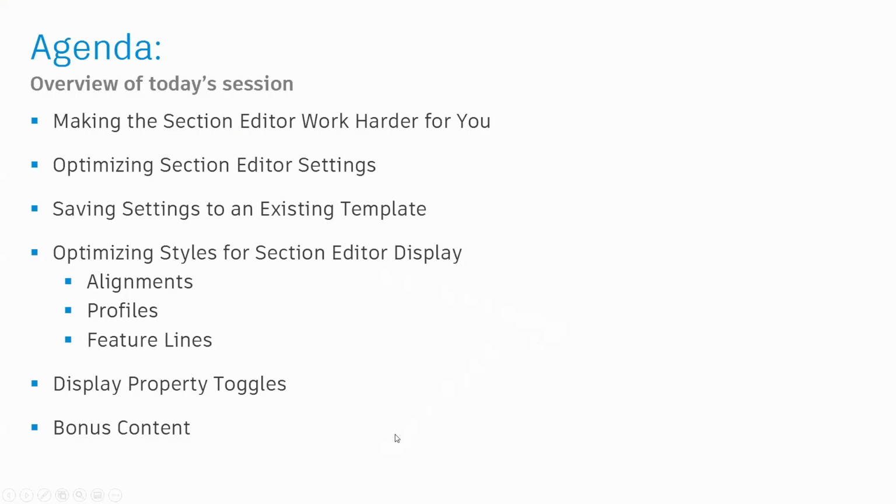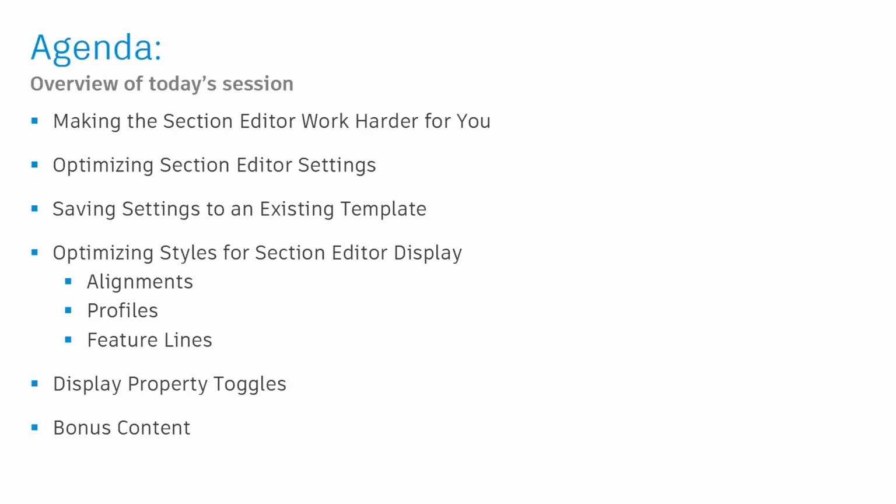So during today's session, we looked at how we could make the section editor work harder for us. I showed you how you can have your targets and potential targets displaying in the section editor, things like alignments, profiles, feature lines. We also saw how we could do it with survey figures. We looked at how we could optimize the section editor by adjusting the viewport configuration and the properties of the grid. I showed you how you could adjust those settings and save those to a template for future use.